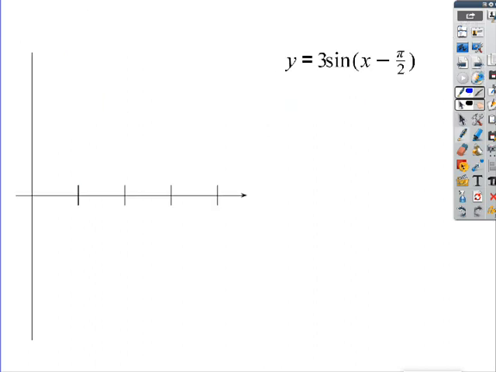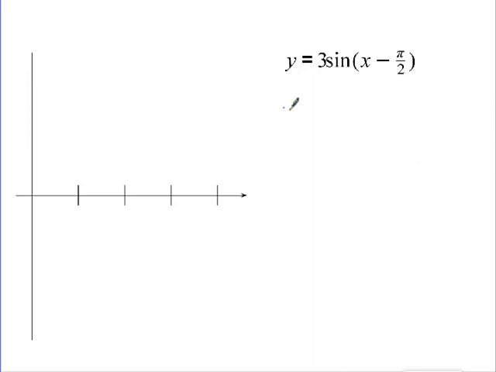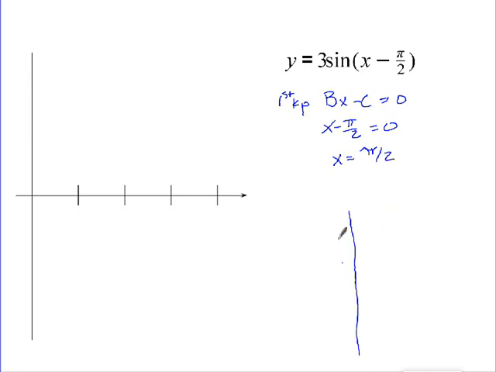So let's look at an example. If I'm going to graph y equals 3 times sine of (x minus pi over 2), the first thing I need is my first key point. Remember, for sine, it's bx minus c equals 0. So in this case, the inside of the parentheses, x minus pi over 2, equals 0, and I'm going to solve for x. I would add pi over 2 to both sides, so I get x equals pi over 2. So when I go to make my table, pi over 2 is going to be my first point.